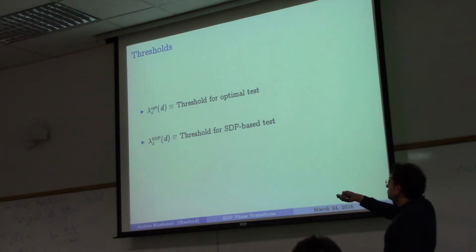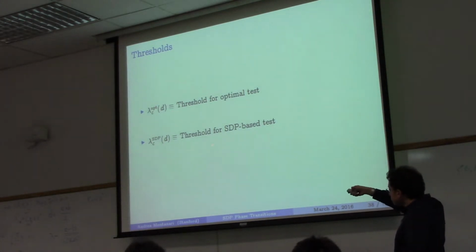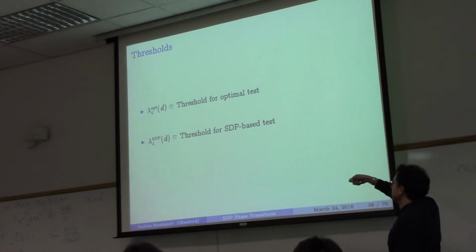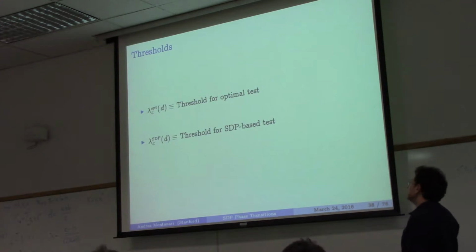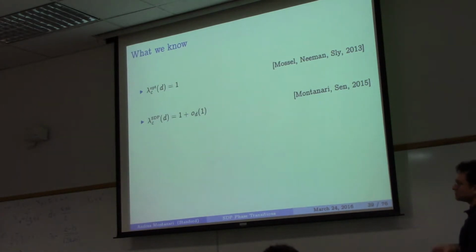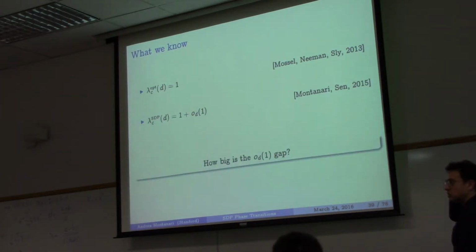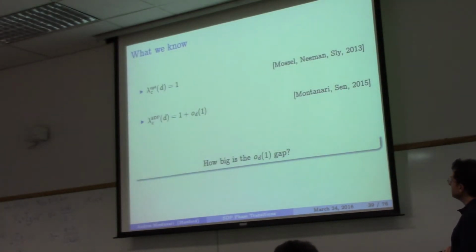Okay, just one piece of notation. I call lambda C the threshold for optimal tests, information theoretically optimal, and this is the threshold for the SDP-based test or SDP-based estimator. And we know that this is 1, this we know is 1 plus o(1), so this begs the question: how big is this o(1), right? After all, you're interested perhaps in d equal 5 or 10. Is this a billion or 3 or something?